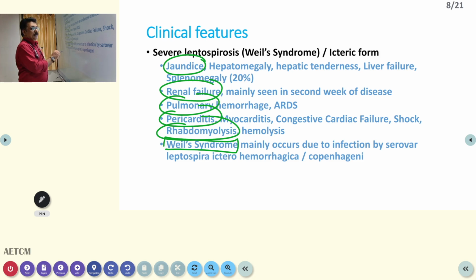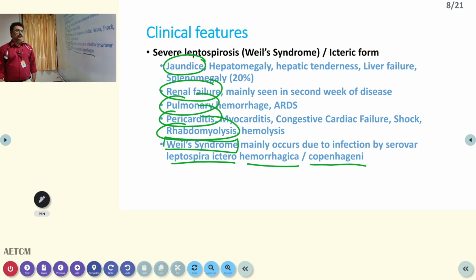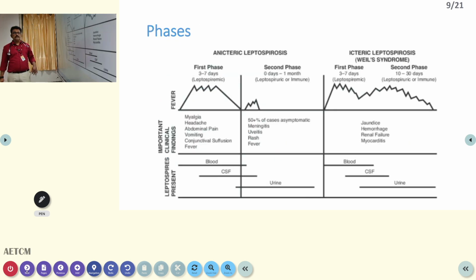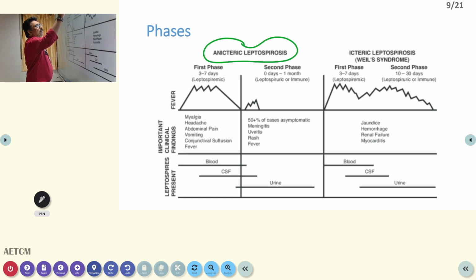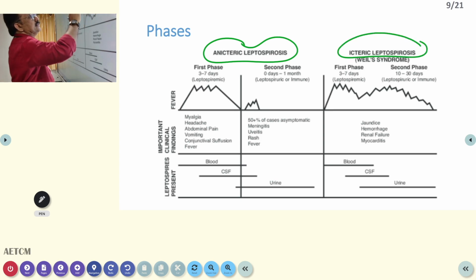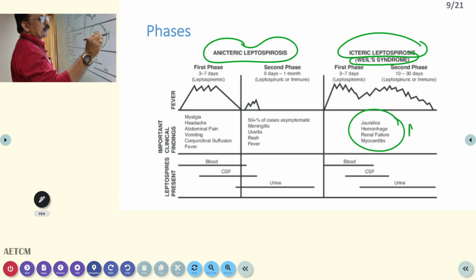The most common organisms are Leptospira icterohaemorrhagiae and Copenhageni. These are the two different categories of organism which can produce Weil's syndrome, that dangerous multi-organ dysfunction syndrome. So this phase we have already discussed. Anicteric phase is only leptospirosis. The organism produces all the problems. The second phase is the antibody mediated phase. We can call it the icteric phase, that is, jaundice is there, or Weil's syndrome. There all the organs are involved. We can even call it multi-organ dysfunction syndrome.